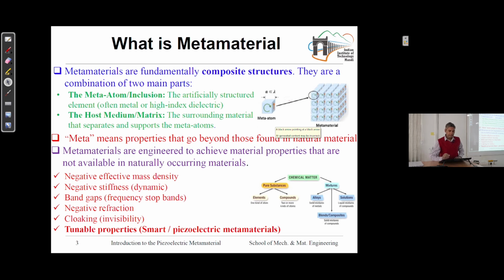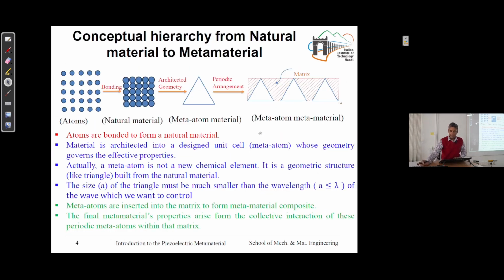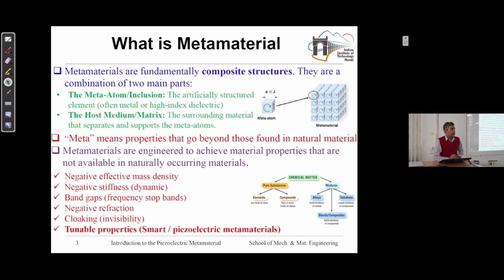So, basically if you see this meta, the meaning of meta is beyond. So, meta means beyond. So, in metamaterials we mean the properties which are beyond those in existing natural materials. That is, if you want to develop a material that does not have the property in natural materials, then we can use the metamaterial.